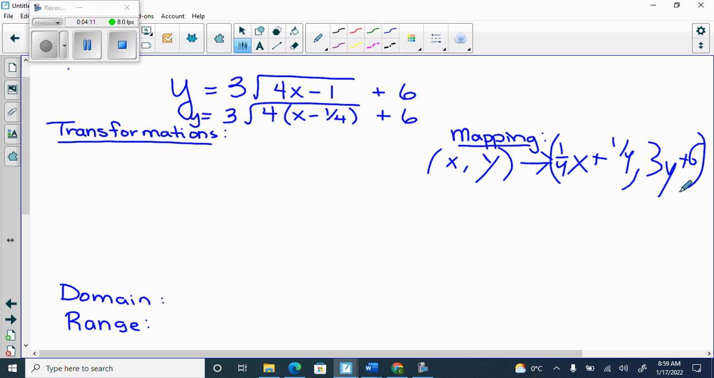Okay, what's the domain? Anyone know? Shannon, please. What's the domain? I think x is greater than, is it greater than or equal to, or is it just greater than? Greater than or equal to 1/4, x units.